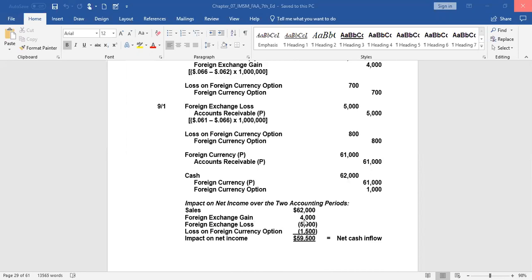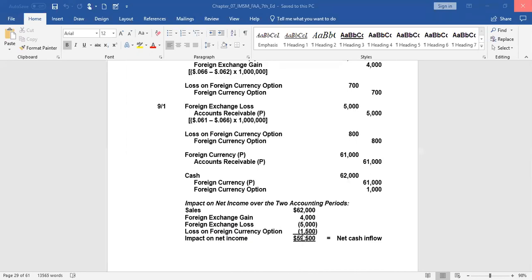Here's your first foreign exchange gain of 4,000. Foreign exchange loss of 5,000. And then the loss on the foreign currency option would be the 800 from last year, or the 700 from last year, right above here, and the 800 from this year.